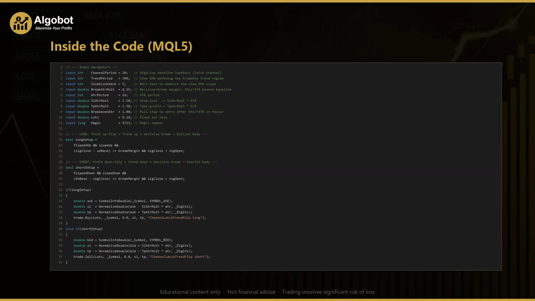Let's read the actual MetaEditor code on screen. At the top are the input parameters. ChannelPeriod, defaulting to 20, sets the lookback for the high and low baselines. TrendPeriod, defaulting to 100, is the slow moving average that defines the tradable trend, and SlopeLookback measures its slope.